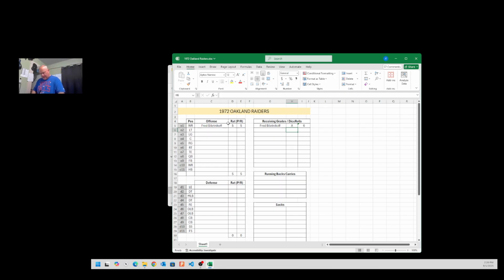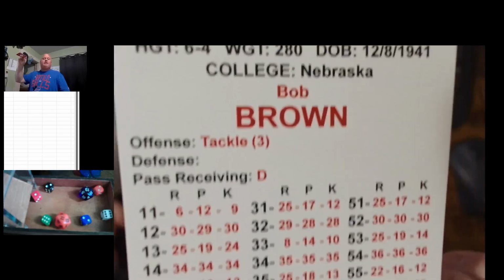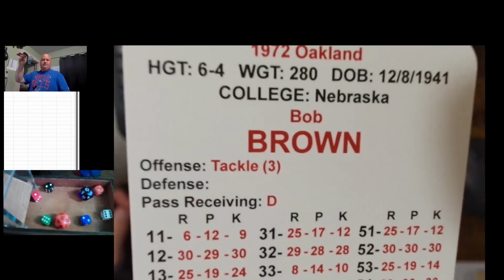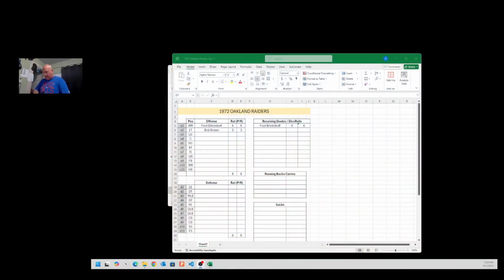All right, we'll move to our offensive line. Bob Brown is a 3. Because Bob Brown, you can't see it, let me flip back here. Boom. Because Bob Brown is a pass receiving D, he doesn't have a number there. The D's don't have numbers. The highest you're going to see is C. So D's don't have numbers. He did not have any targets all season. So I'm not going to put him in that slot. I'm just going to type him into the lineup. And we'll go with George Buehler. And he is a 3.